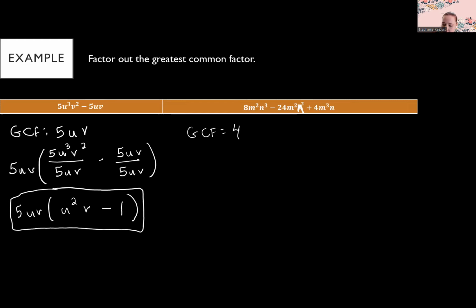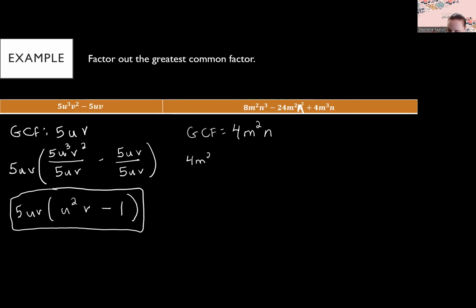Then I look at the variables. I have m squared, and then m cubed, so the smallest exponent on the m is a 2. And then I look at the letter n, and I've got an n cubed, n squared, and then n. The smallest is a single n. So my greatest common factor is going to be 4m squared n. I'm going to factor that out.